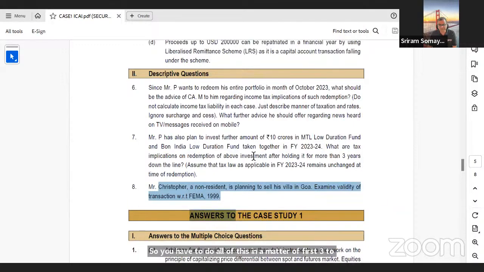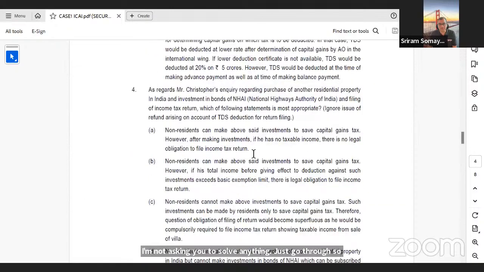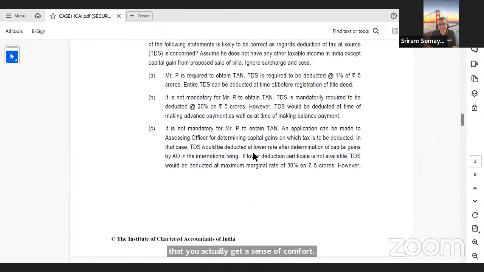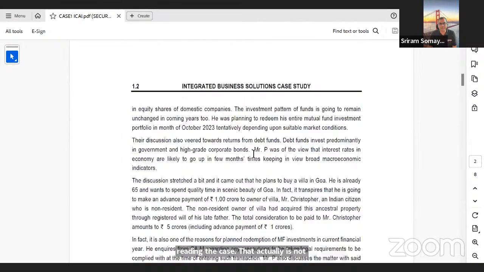So you have to do all of this in a matter of the first 3 to 5 minutes. Go through very, very briefly. I'm not asking you to solve anything. Just go through so that you actually get a sense of comfort. Please don't directly jump into the case and start reading the case. That actually is not the most preferred way of doing it.